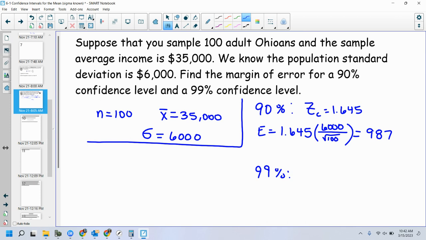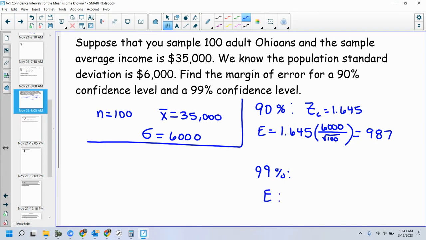Now, what does that mean? That means that I am okay, if I want to be 90% confident, that 987 could go above or below the mean, which means above or below my x bar. So I could have a range of values between 35,987 and subtracting 987 from that x bar. And then I would say, okay, I'm 90% confident that my population mean fits in that interval. We'll do that in a second.